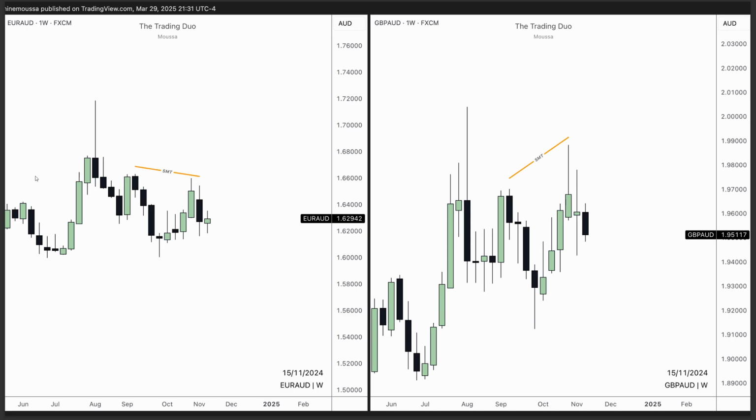First one we can see we have Euro AUD and GBP AUD on the right side of the chart. As we can see, the order flow here is bearish. We have lower highs and lower lows. We form a lower high here, and at the same time, if we can see, we form the higher high on GBP AUD, which means we have an SMT.